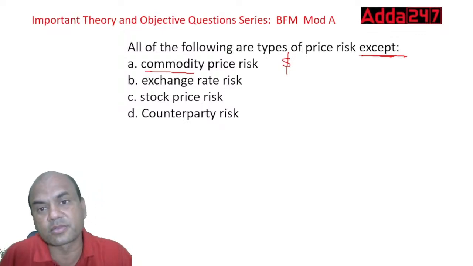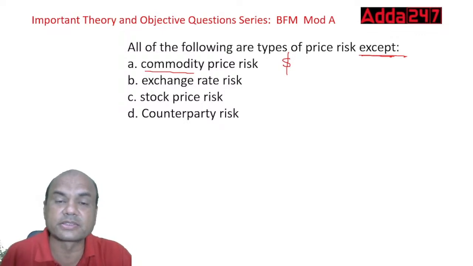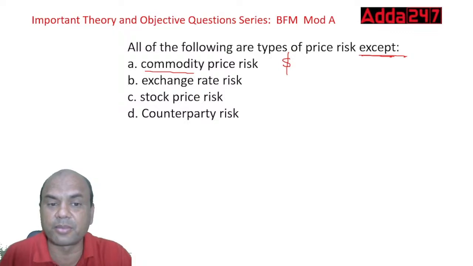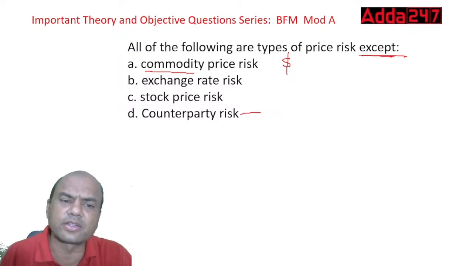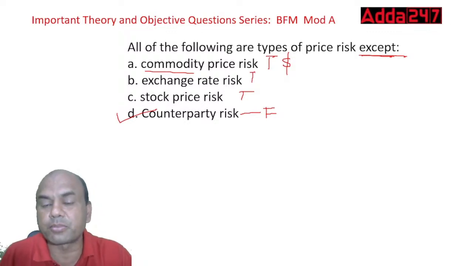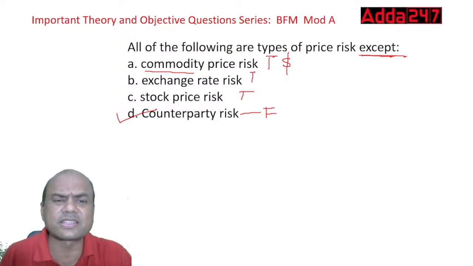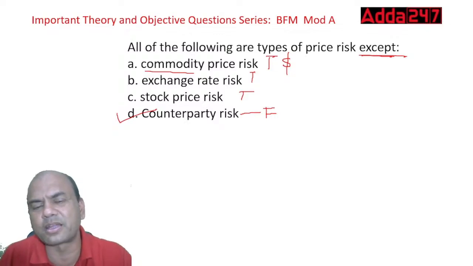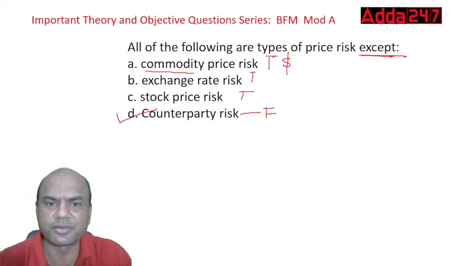Stock price risk and counterparty risk. Now it's a typical one. Counterparty is what? Just now we saw it, credit. So is it a part of price risk? No, isn't it? So this is the answer. So these all are true, true, true, true, and this one is false. And we want false only, which is not the type of price risk, right? Stock price risk, obviously, stock price risk is a part of price risk only, isn't it?